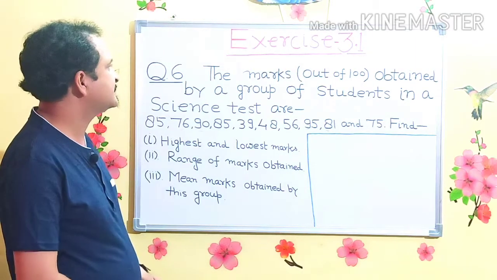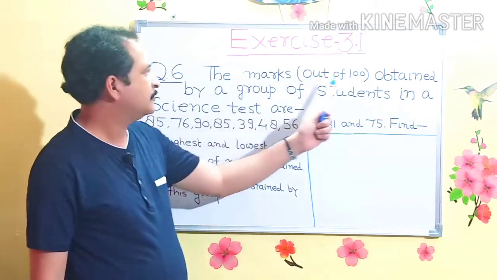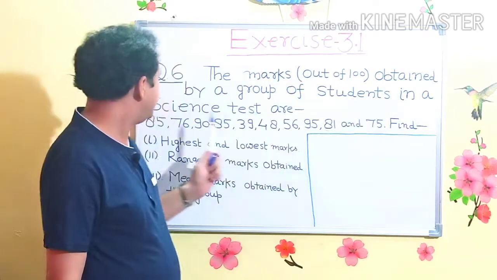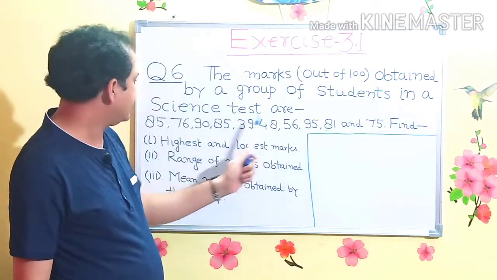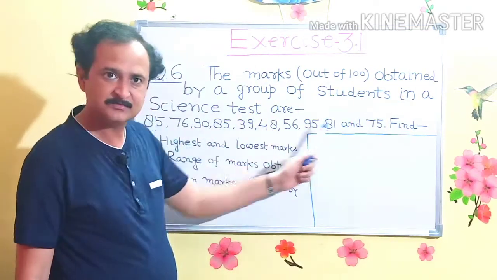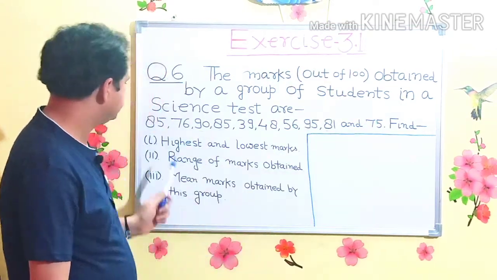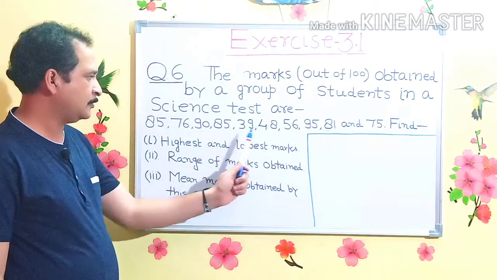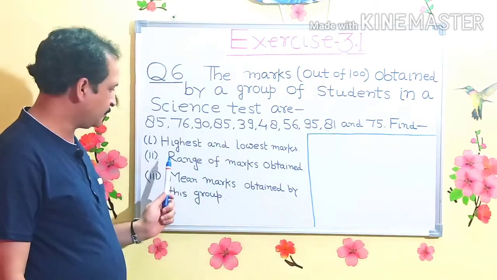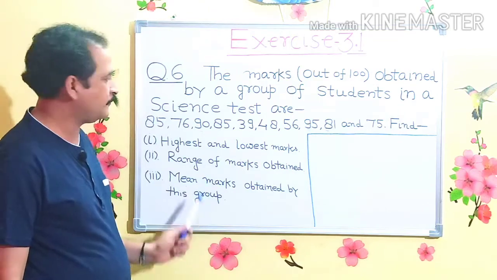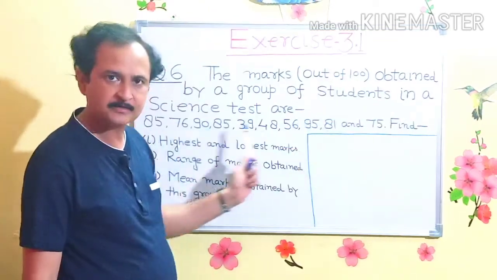Question number 6. The marks obtained by a group of students in a science test are given. These are the marks scored by the students. Find number 1, the highest and lowest marks, number 2, the range of the marks, and number 3, the mean of these marks.